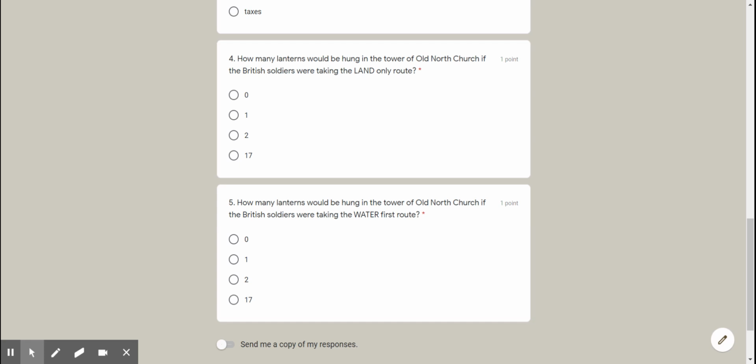Question five. How many lanterns would be hung in the tower of Old North Church if the British soldiers were taking the water first route? Or they had to cross the water first? Your choices are 0, 1, 2, 17.